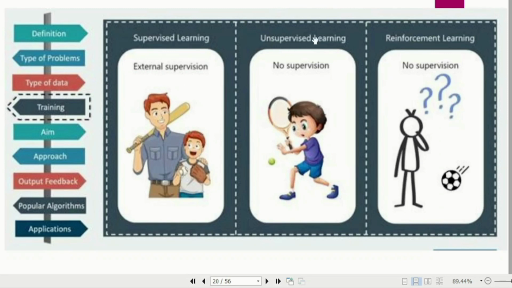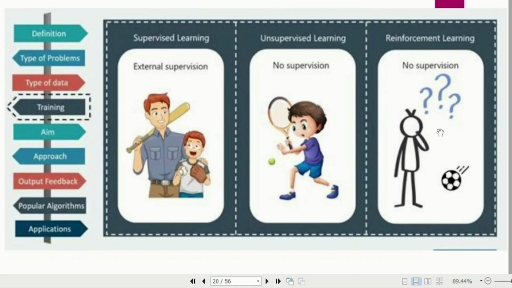Second one, unsupervised learning. In unsupervised learning, there is no supervision. It has to go through on its own. It doesn't know about the output. The training phase is big, so no supervision. The machine is only given input. Output is on its own in unsupervised learning.